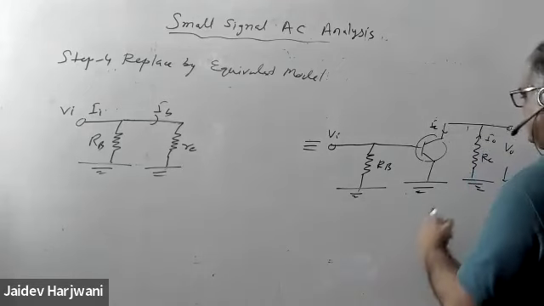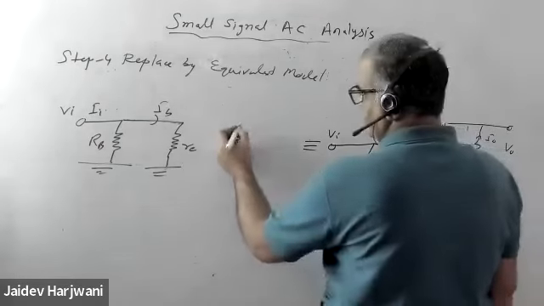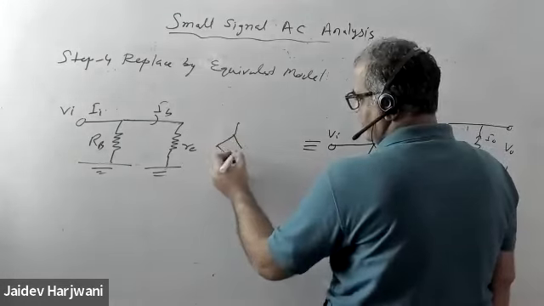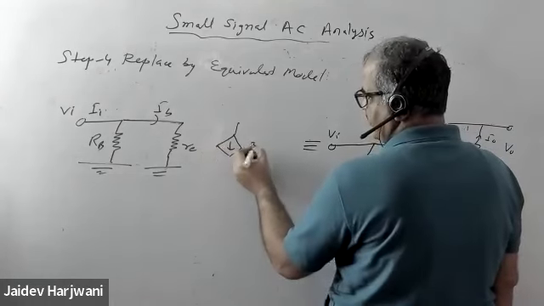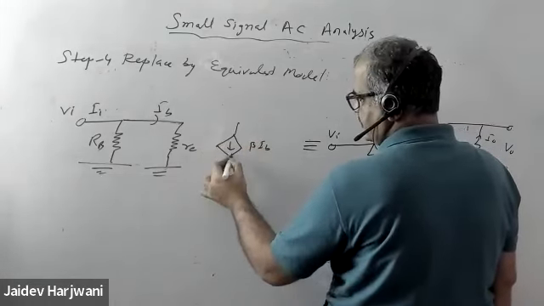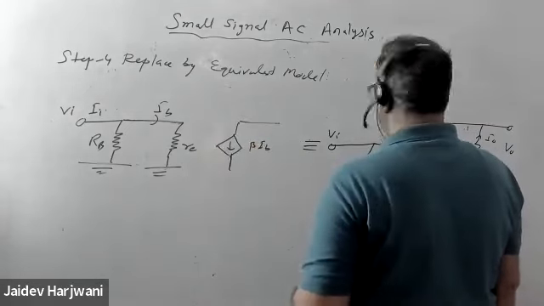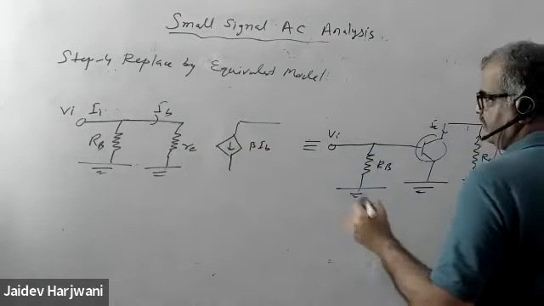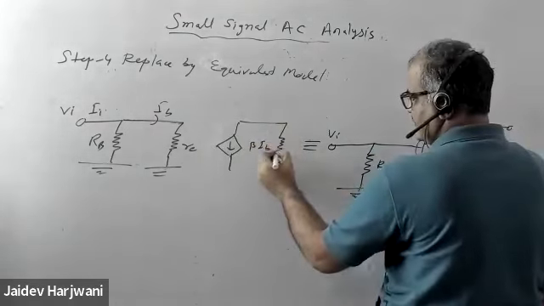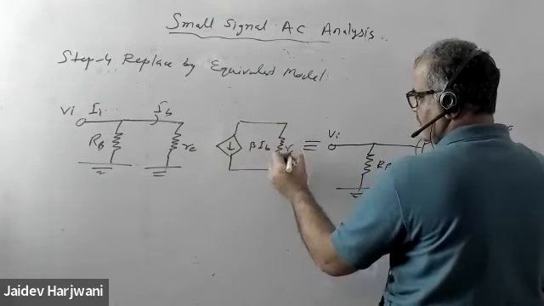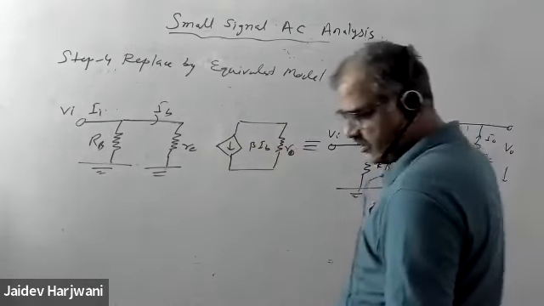Then you have to make the output. Output is simply your beta IB. And if you want, you can put an output resistance here, say R0. So I have replaced the transistor by an equivalent model.